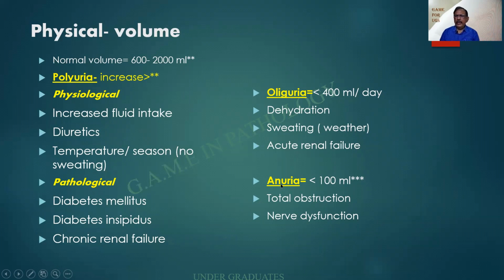Anuria. Anuria literally means absence of urine, but then less than 100 ml is construed to be anuria. This can happen when there is a near total obstruction or when there is a nerve dysfunction. As I mentioned earlier, the bladder will be inflated with urine, but there will be no urinary output.